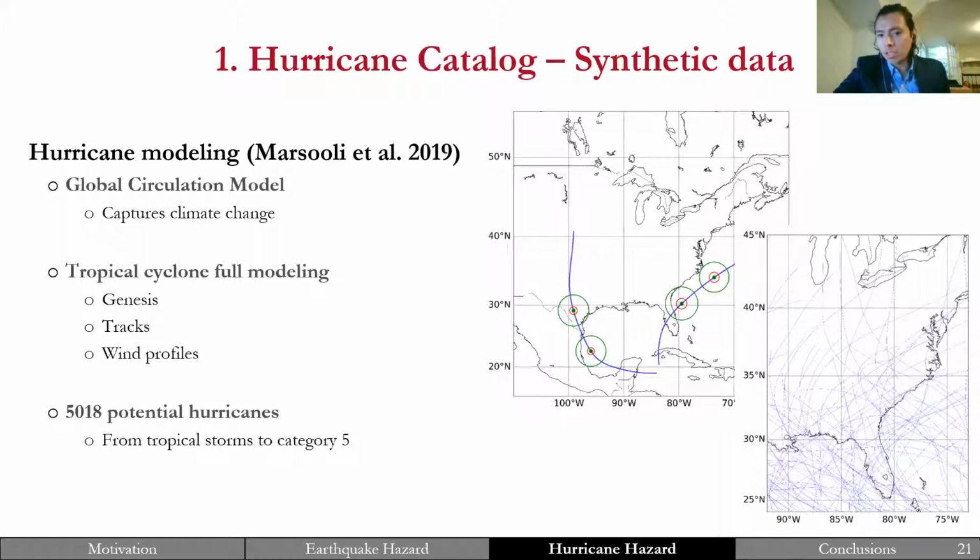As I mentioned before, we do full tropical cyclone modeling, its genesis, its tracks, and its wind profiles. And here I'm showing you just a couple of pictures, one with several realizations of hurricane tracks and the other one with 2 tracks, and showing you some of the radiuses. I should put labels here, but one is the radius of maximum wind, for example. The other one is the radius of winds of 34 knots, for example, which are key measures for hurricane intensity. And here we model close to 5,000 hurricanes, all the way from tropical storms to category 5 hurricanes.